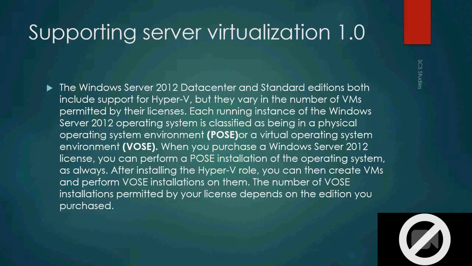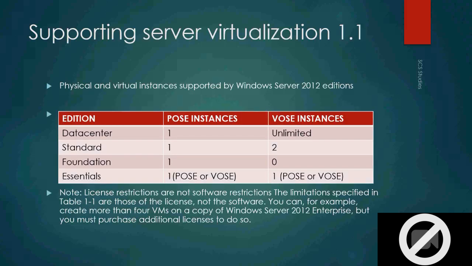Let's take a look at the difference in licensing. Supporting virtual server infrastructure in 1.1. Physical and virtual instances are supported by the Windows Server 2012 editions. Here I have made a small table where you can understand what support is currently available in the present licensing of 2012 editions. On the left I have mentioned the editions, in the middle I have the POSE, and on the right I have the WOSE instances.